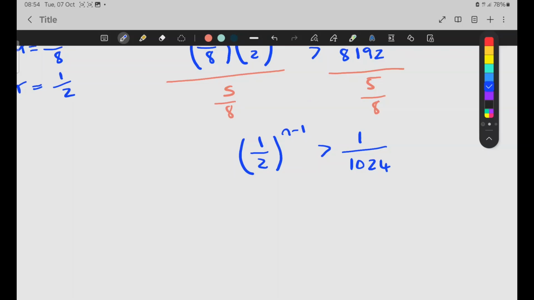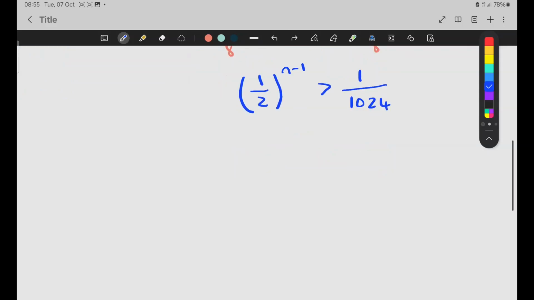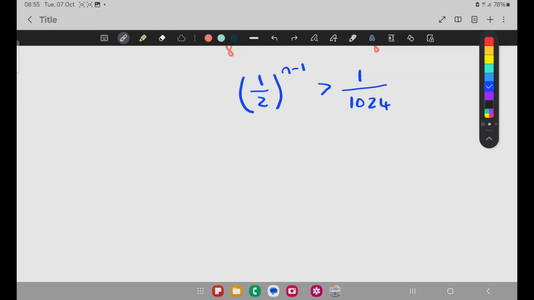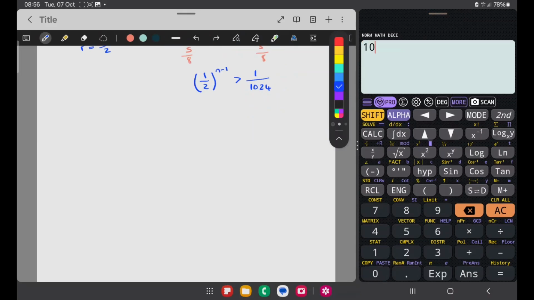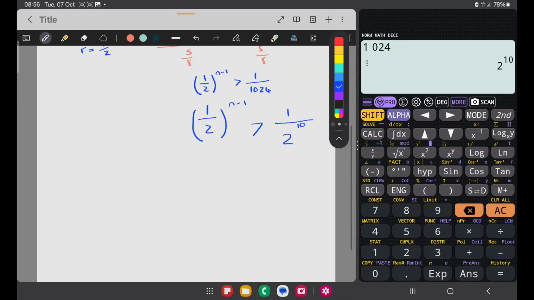Then, because I'm solving for n, I need the base numbers to be the same. So either you make your base numbers the same or you use logs. So let me try and make the base numbers the same. On your calculator, I'm just going to do 1024, equal, shift, fact, and I get 2 to the 10. So then here, greater than 1 over 2 to the 10. I'm going to write it like that. Then I'm going to write the half as 2 to the negative 1, because that is a half. And then I'm going to bring this 2 up. So this is now 2 to the negative 10.